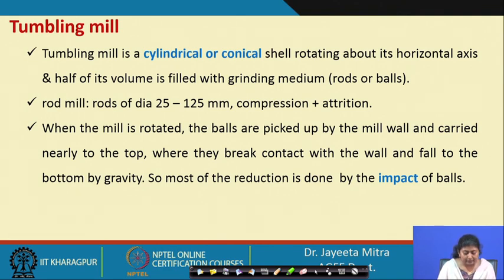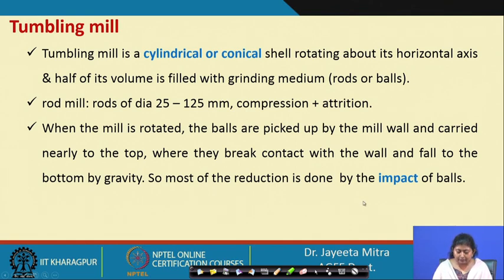Then when the mill is rotated, the balls are picked up by the mill because of the rotating motion, and the mill wall will take them up and carry them nearly to the top, where they break contact with the wall and fall to the bottom of the cylinder by gravity. So, most of the reduction is done by impact of the balls. Okay.